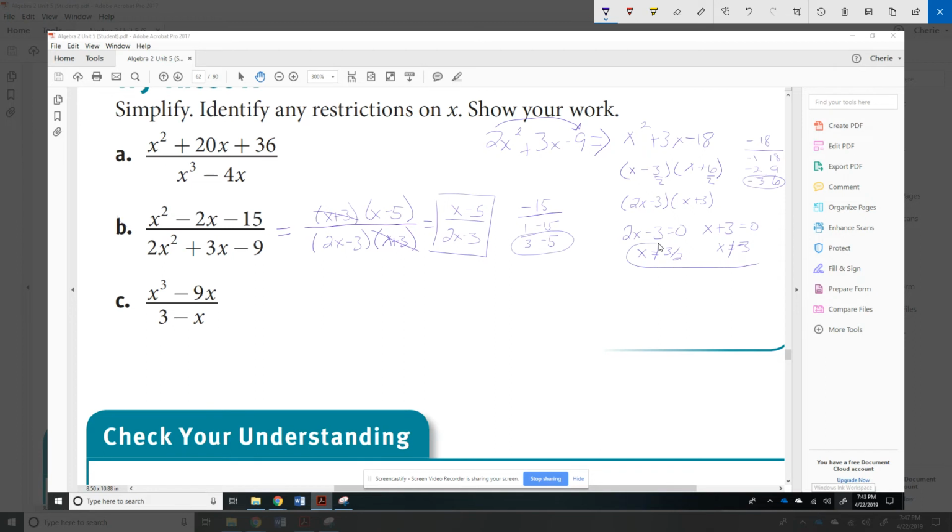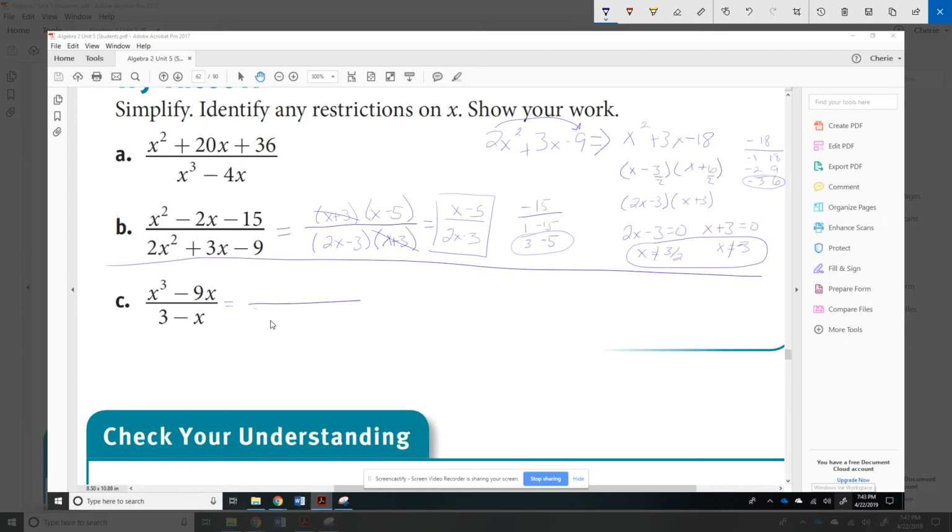Don't forget, these are the restrictions. It doesn't matter that those canceled out. It's still a restriction. We'll learn why in a few lessons. Okay, I think I've got enough time to do this one. So I'm going to come over here and factor the denominator.